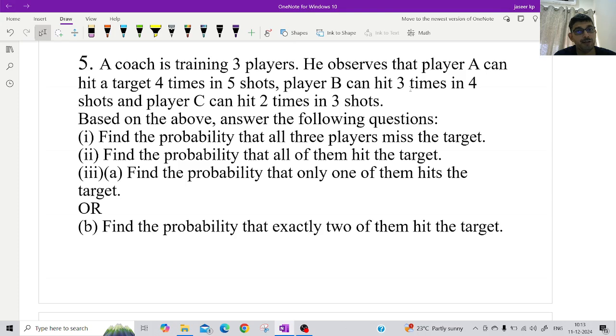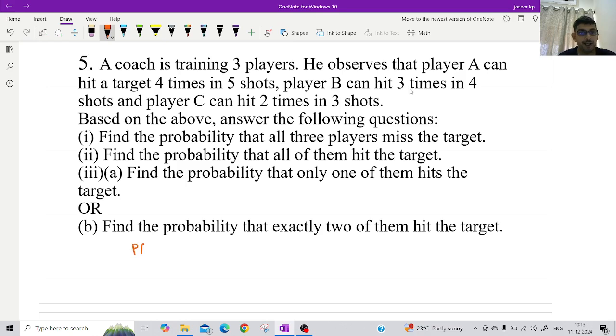Find the probability that all three players miss the target. That's the first question. Second question is find the probability that all of them hit the target. And the third question has two parts: find the probability that only one of them hits the target, and find the probability that exactly two of them hit the target. So we have to write the probabilities of each here.